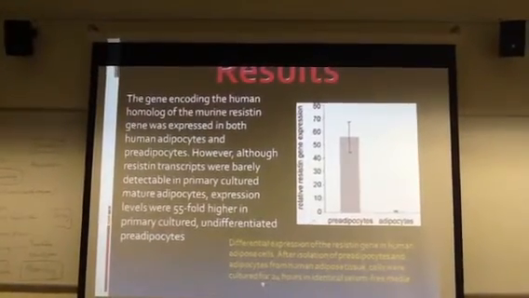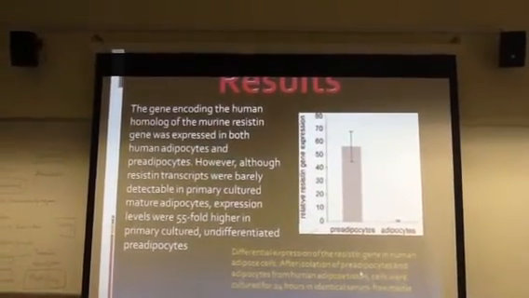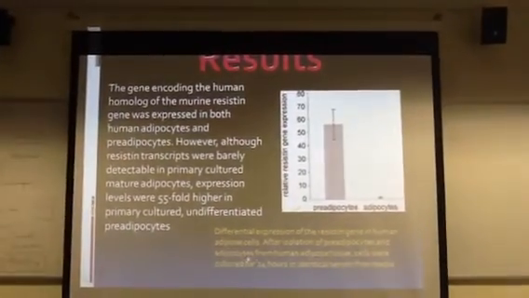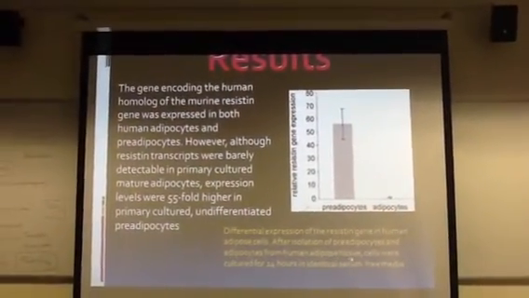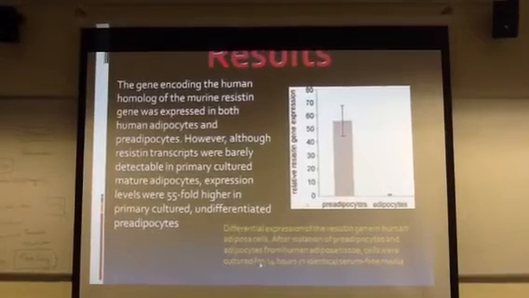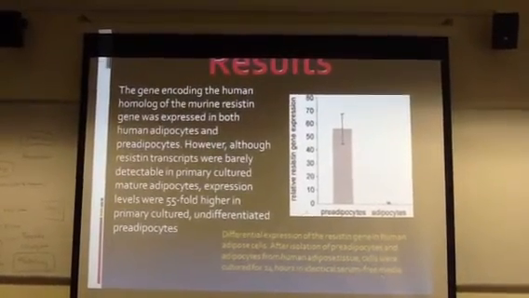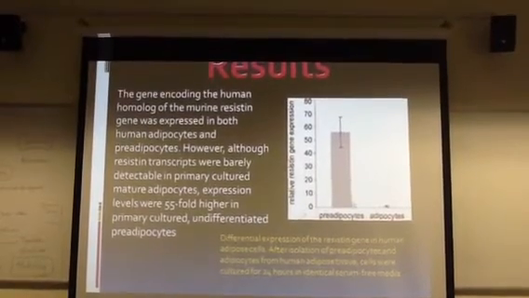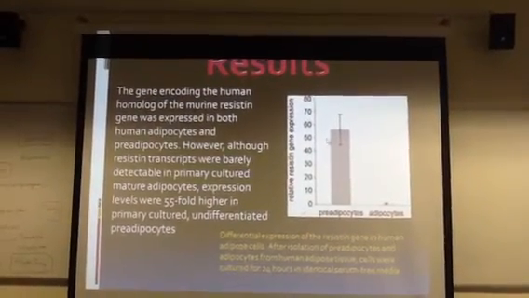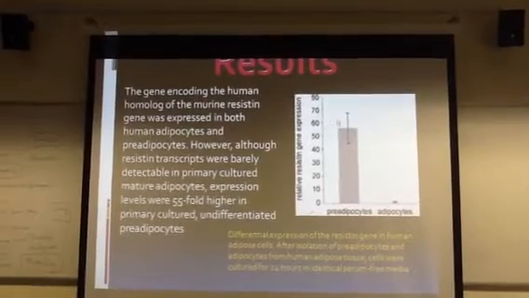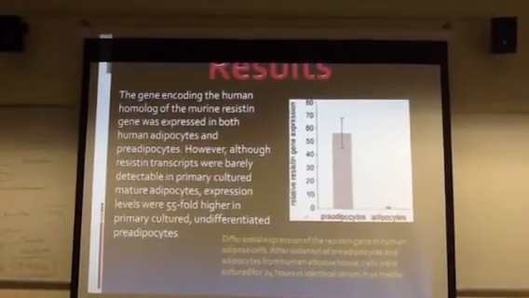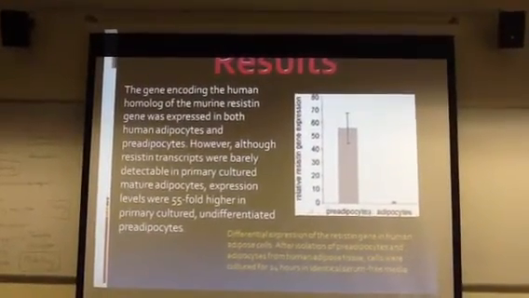isolation of pre-adipocytes and adipocytes from human adipose tissue. Cells were cultured for 24 hours in identical serum-free medium. And obviously this is the relative expression of the resistin gene just across here, and this is the adipose tissue and the pre-adipocyte tissues.